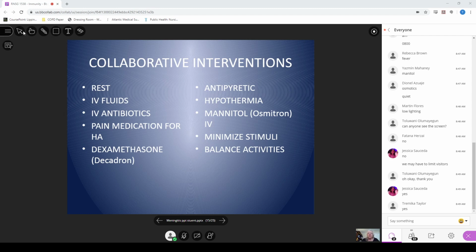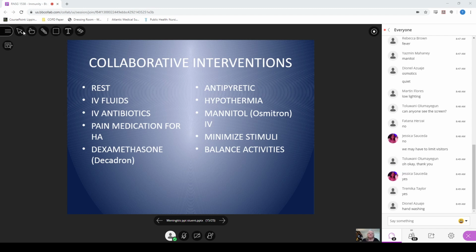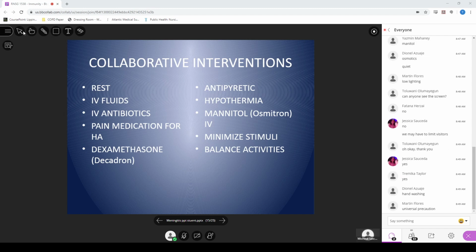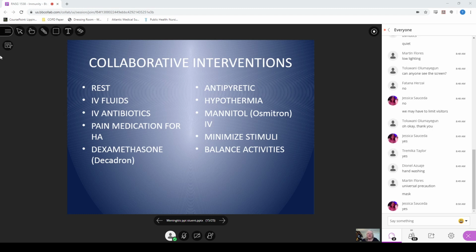What do we need to do room-wise and precautions that we need to have the families taking as we're going in and out of that room? This is an infectious disease, correct? Hand washing always. Universal precautions always for every patient, no matter what their diagnosis. Are these patients on droplet precautions? Yeah, mask, absolutely. So they do need to be in isolation.